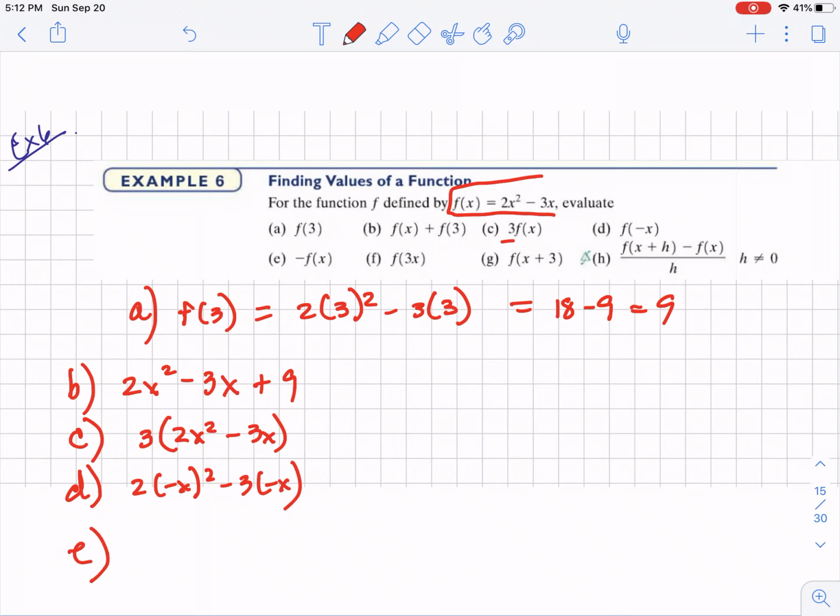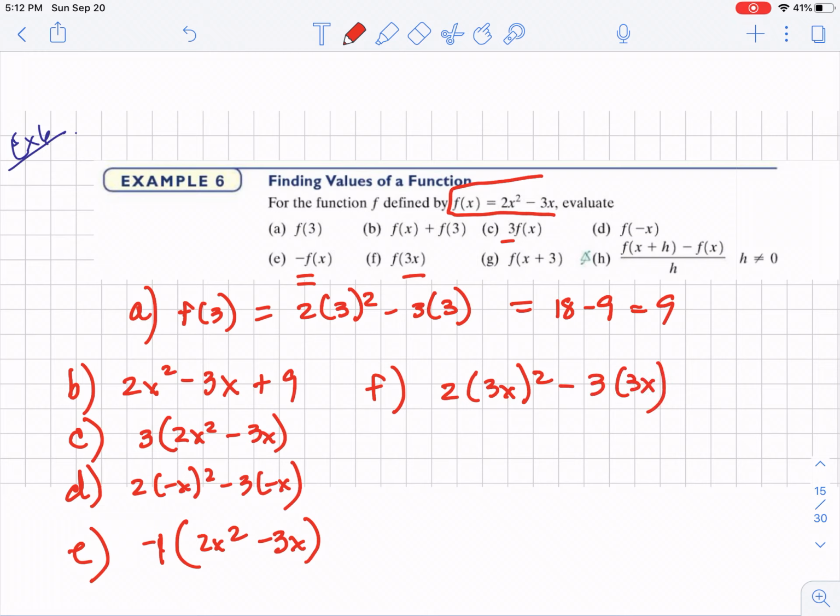Negative basically is just like saying taking that whole function and multiplying it by -1, distributing the minus sign, you know. 3x you'd be plugging in, so it would be 2 times 3x squared minus 3 times 3x, and you're going to simplify that. G, you're going to plug in x plus 3, so it'd be 2 times x plus 3 squared minus 3 times x plus 3. Just make sure you FOIL this. You don't just distribute the 2.